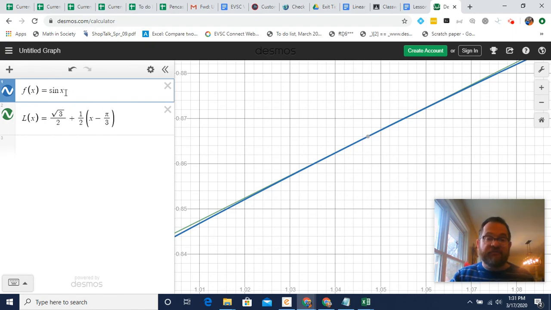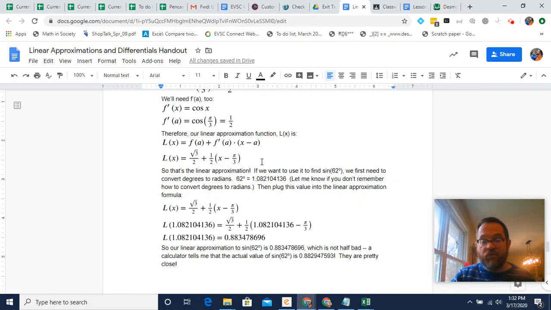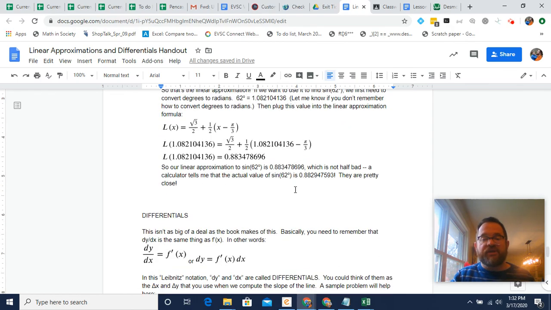And given a choice of sitting down and computing sine of x or computing this simple linear function here, I'm going to choose the simple linear function anytime. And in fact, that's what the problem is asking us to do. It's asking us to plug in 62 degrees for x so that we are finding this linear approximation to the sine of x. Now, there's a little bit of a sneakiness here that you have to actually change that 62 degrees to radians. Let me know if you don't remember how to convert degrees and radians back and forth. But then we just plug that value into our linear approximation.